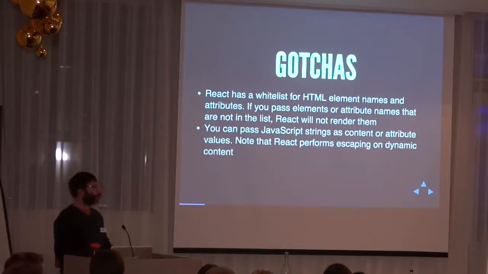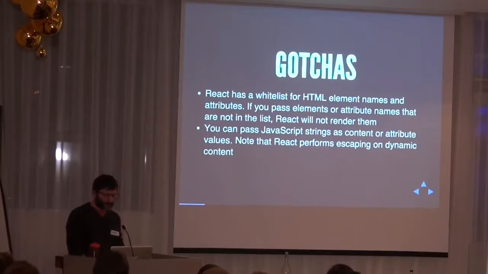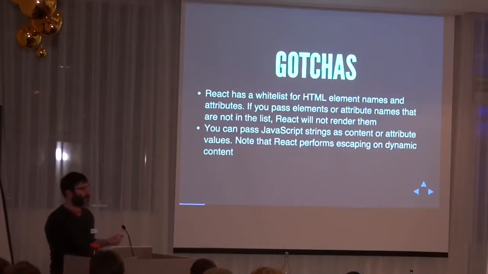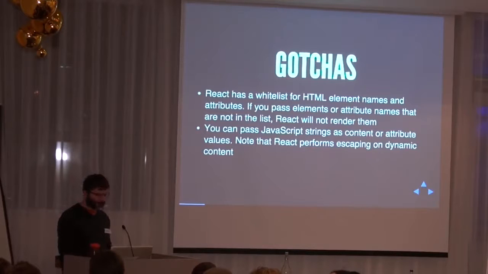And most of the elements that you will pass will not be rendered if they're not part of the whitelist. So it's a good idea to open issues for tags that you may need, but they're not part of the whitelist. And also, you can pass JavaScript strings as content of attribute values. Since React is escaping most of the values that are passed to the attributes and properties, there are accessors that allow you to dangerously set the inner HTML with non-escaped strings, but that pretty much delegates to you the management of input strings to prevent XSS attacks or other security vulnerabilities.